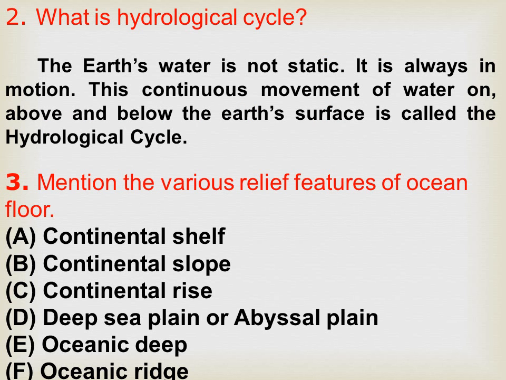And the next question is, what is hydrological cycle? The earth's water is not static, it is always in motion. This continuous movement of water on, above and below the earth's surface is called the hydrological cycle. Mention the various relief features of ocean floor. Write fast, all of you.